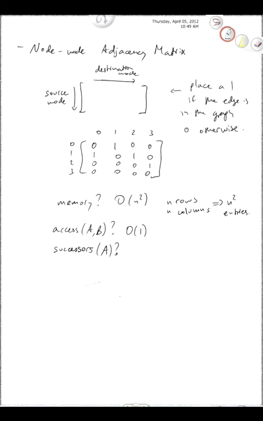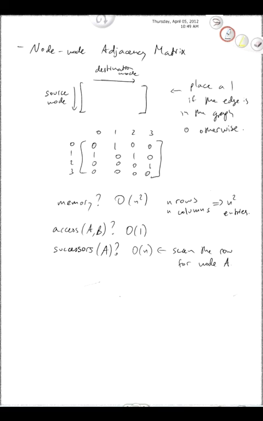So somebody comes along and asks me, what are all the successors of node 1? Well, to answer that question, I basically have to scan the appropriate row. So that takes O of n time, and that's because we have to scan the row for node A. So if somebody asks me, what are the successors of node 2, I go to the second row here and see, okay, 0, 0, 0, but there's a 1 in the third column, and so 3 is a successor of node 2.